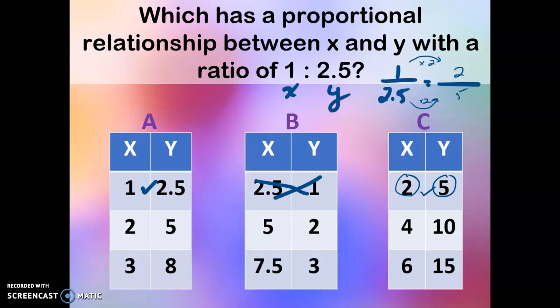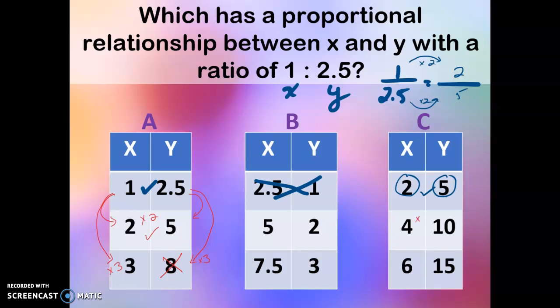So if we're going to come back, do the first one, we know 1 to 2. So to get to here, we have to multiply them both times 2. 1 times 2 is 2. 2.5 times 2 is 5, so this is correct. And then on the last one, 1 times 3 is 3. 2.5 times 3 is not 8. That's incorrect. So it looks like this is our only possibility.